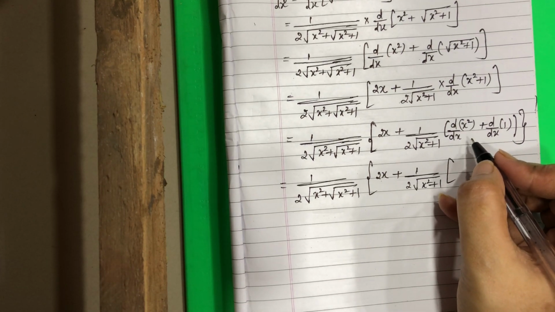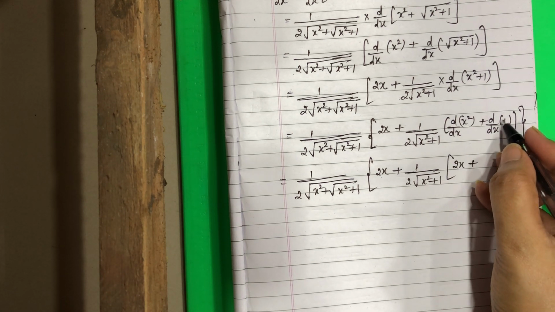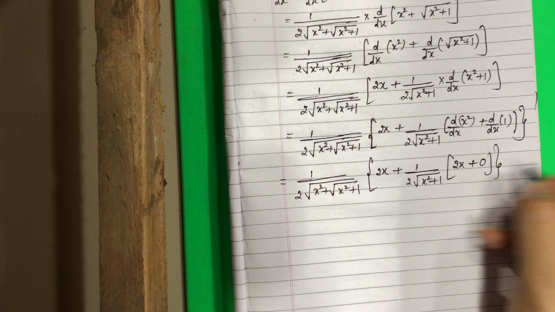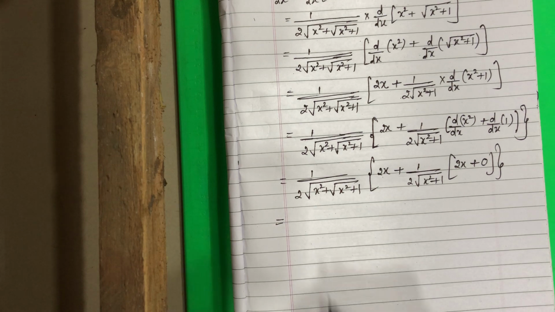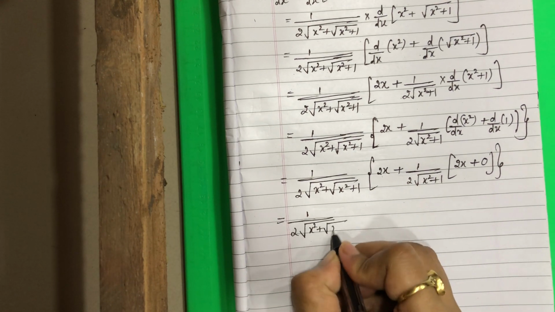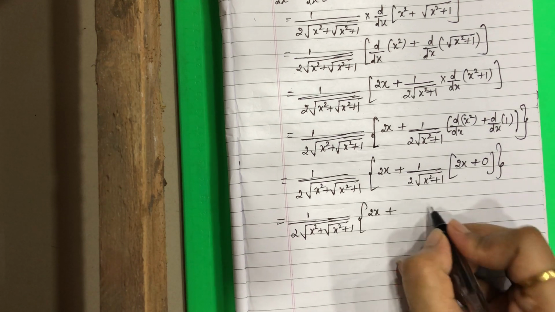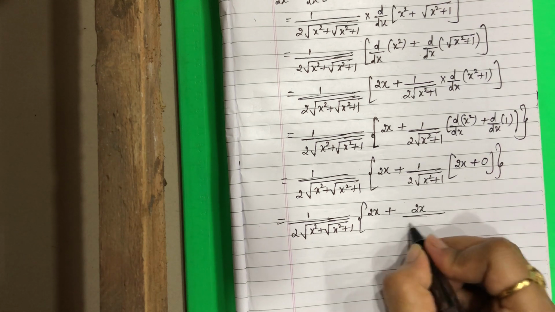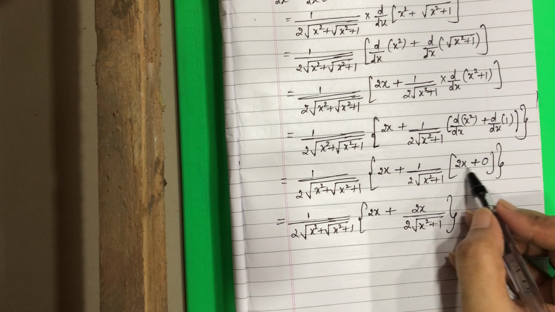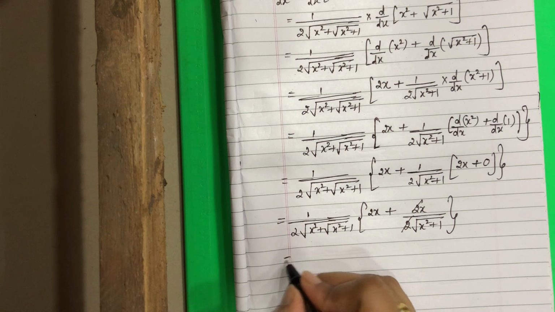We are differentiating x square, so this gives you 2x, plus the differentiation of 1. This is a constant term, which is always 0. Bracket close. Now again 1 upon 2 root x square plus root x square plus 1 bracket 2x plus 2x upon 2 root x square plus 1. This 0 plus 2x would be 2x only, so we have written it directly. This 2 and 2 will get cancelled.